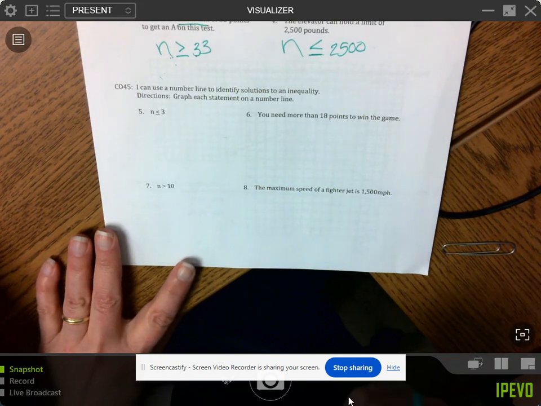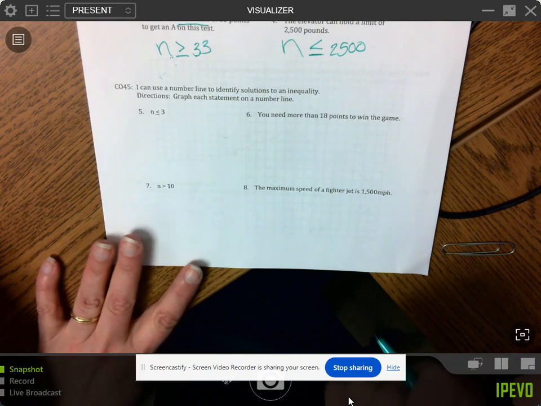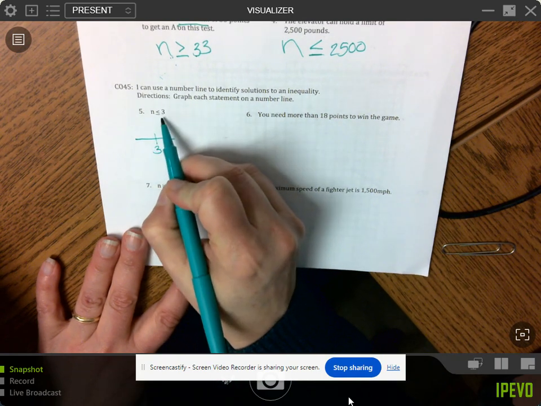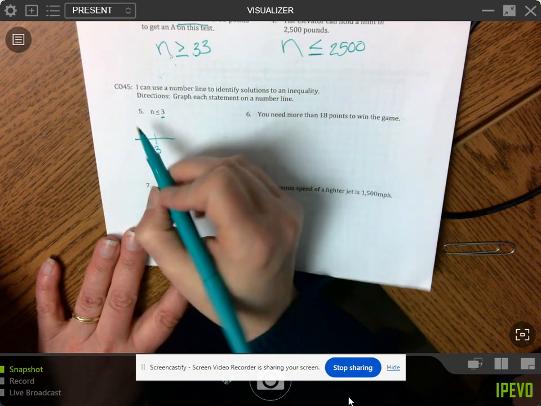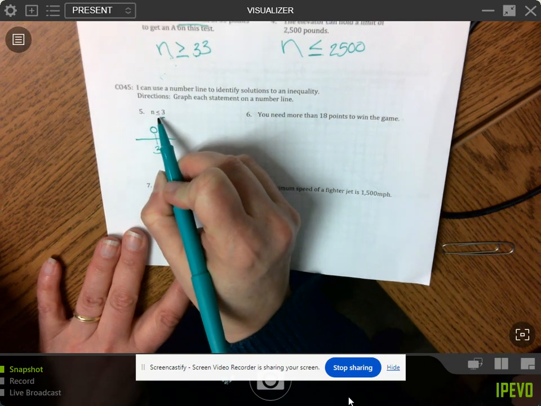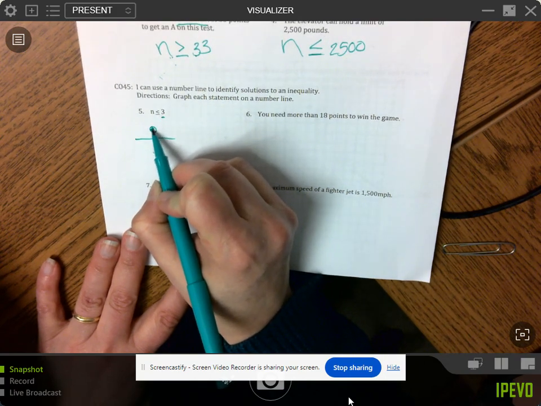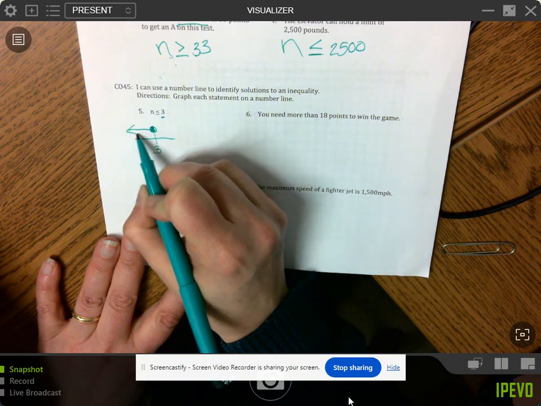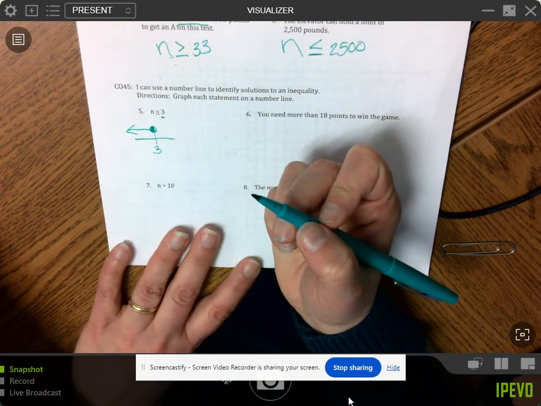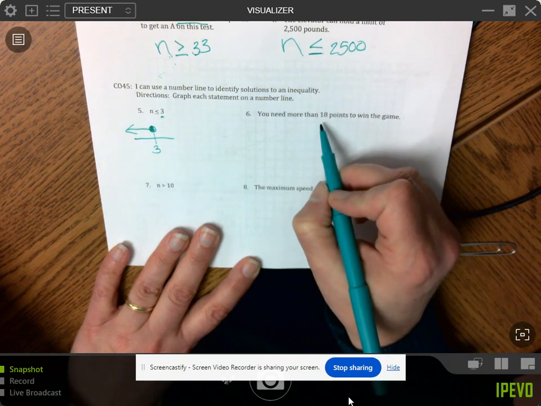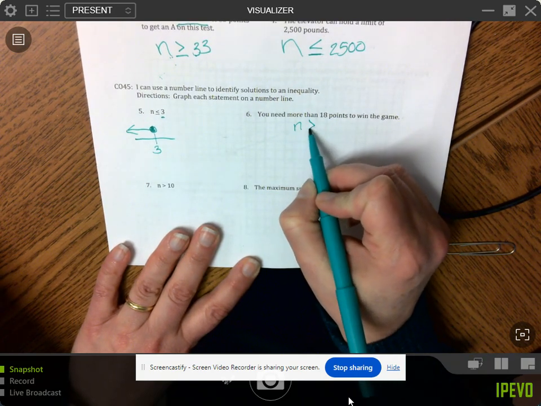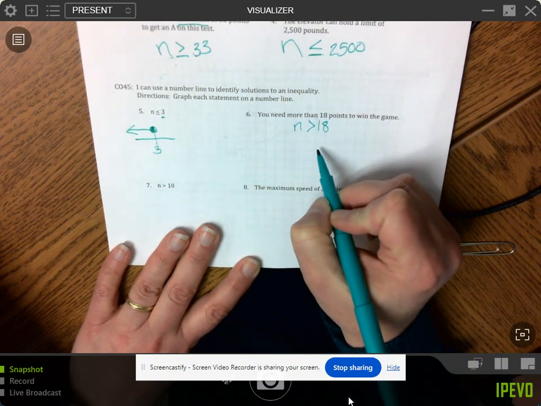Now we need to graph it. So remember, there are three parts to our graphing. The first one is we do our number line with our number. Then we do our circle. If it is equal to, I color in my circle. If it is less than, it is smaller than. Number 6, you need more than 18 points. So my number needs to be greater than 18.